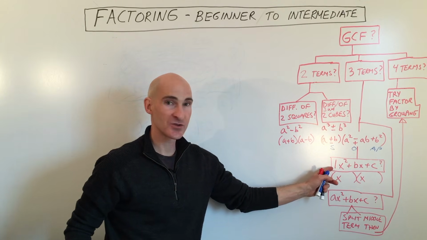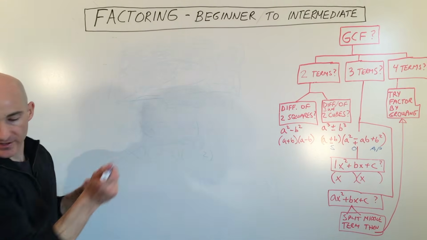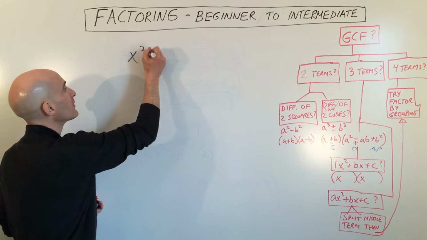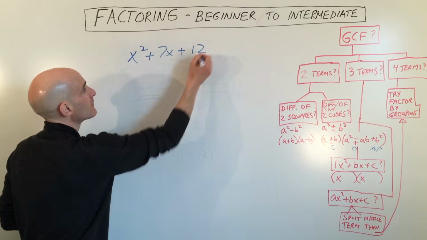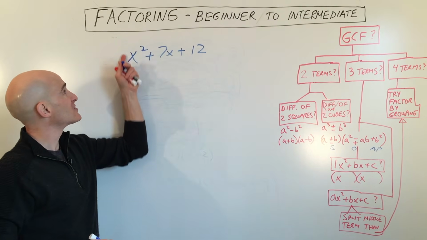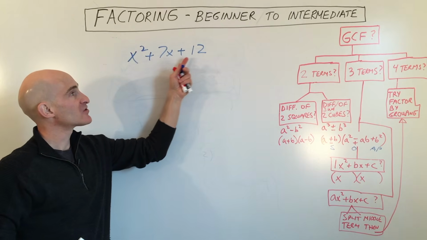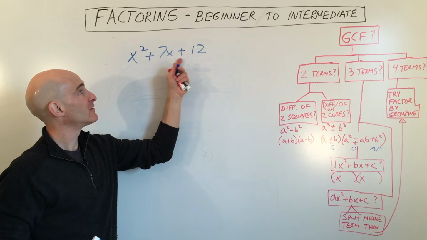Let's look at this one first. This one's a little bit easier when the leading coefficient's 1. The example I've written down here for us is x squared plus 7x plus 12. So you can see 3 terms. Now when the leading coefficient is 1, you just ask yourself, what 2 numbers multiply to this last term, positive 12?